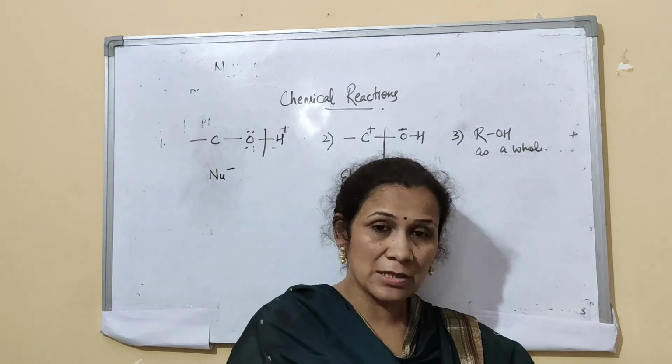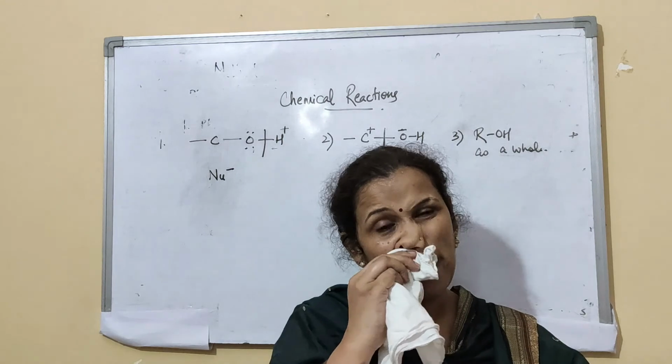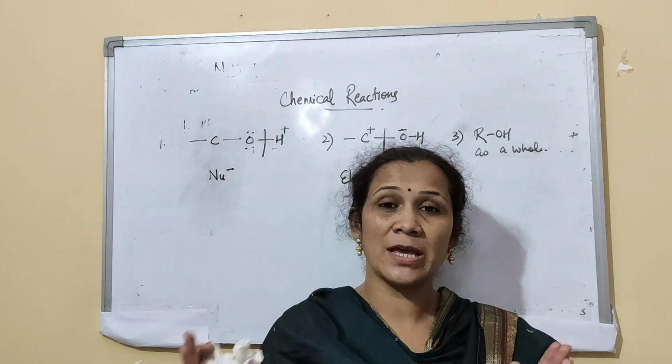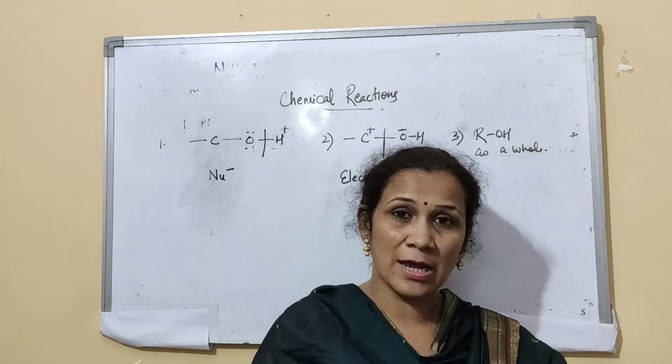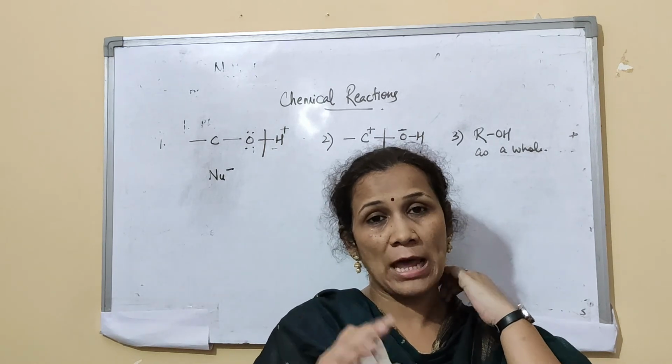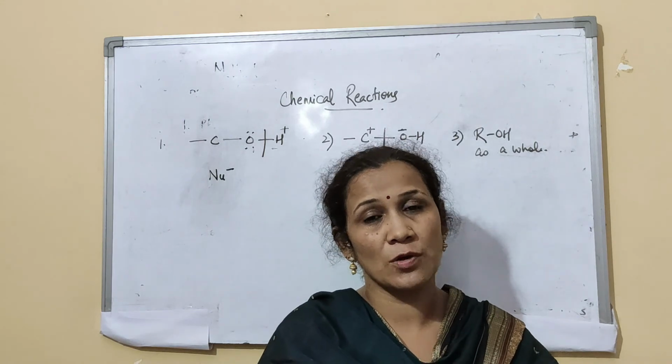So there are basically three categories of reaction that we are going to study: first, alcohol behaving as a nucleophile; second, alcohol behaving as an electrophile; and third, the whole alcohol molecule. So we'll start this in the next video.